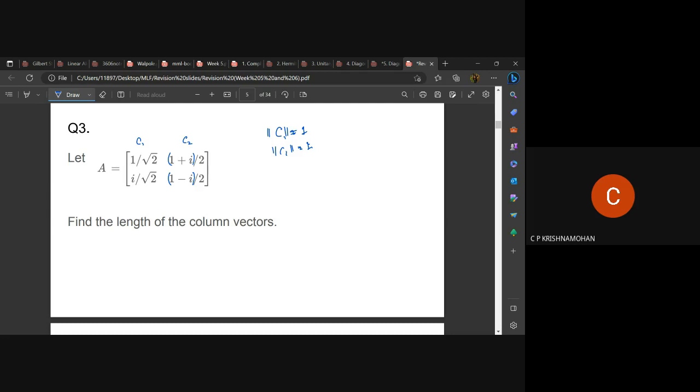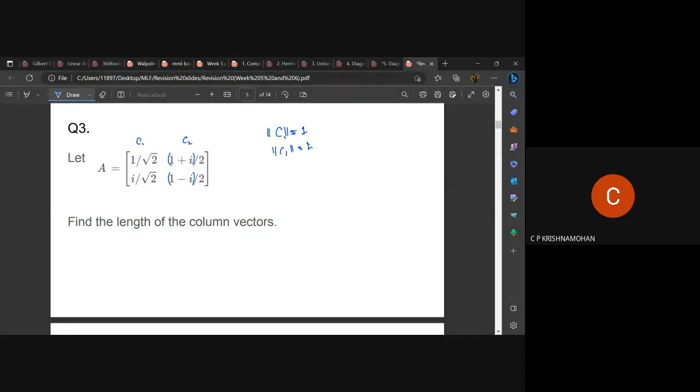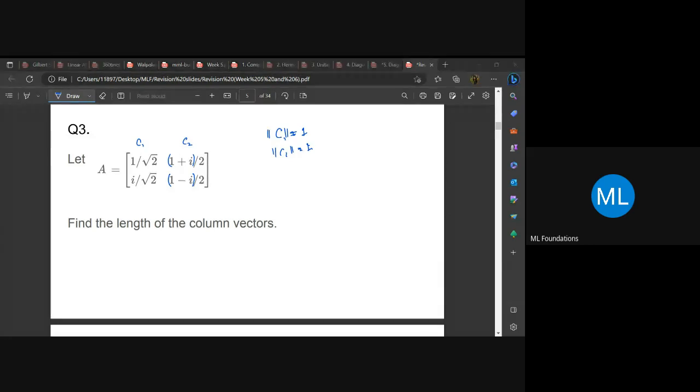This is how we take column C1, which has 1 by root 2, i by root 2. How do we do the Euclidean norm? I didn't get it. I'm getting 1 and 0. How many of you have got 1? For both it is 1. For C1 I got 1, but for C2 I am not getting it. Do we square each of these and add up?